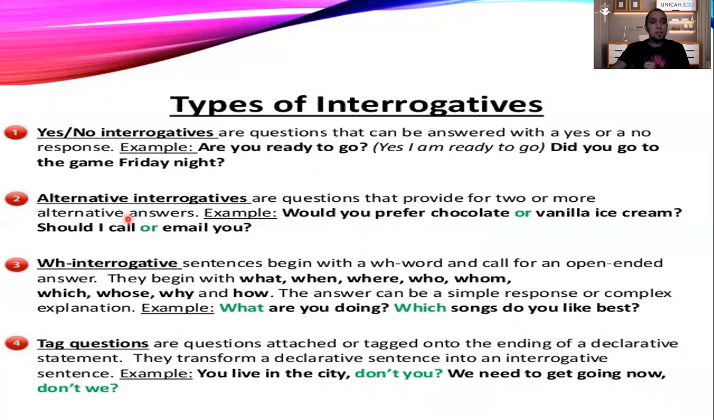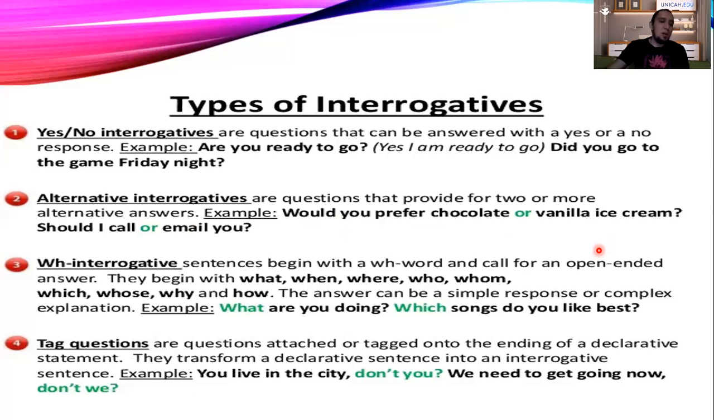On the second part, we have alternative interrogatives or alternative questions. The questions in which we have two choices to answer. For example, here we are being asked about chocolate or vanilla. So in this question, we have, would you prefer chocolate or vanilla ice cream? So you have two options. You have to respond with one. You can say, I prefer chocolate, or I prefer vanilla. Or should I call or email you? I think you should call me better. Okay. We have two options, but we only pick one to answer.